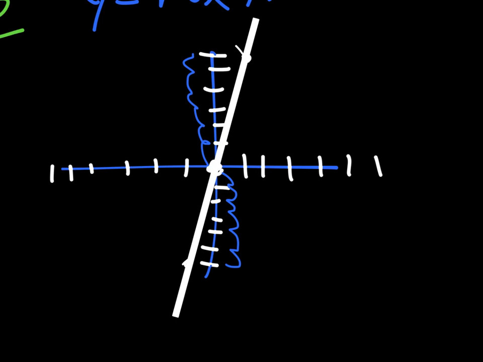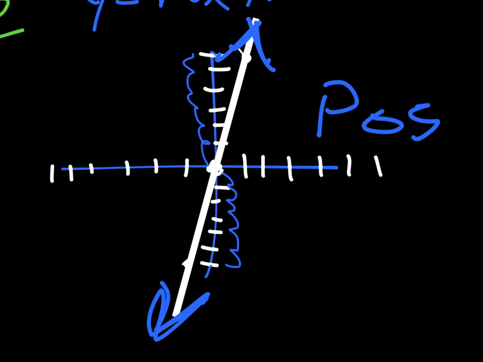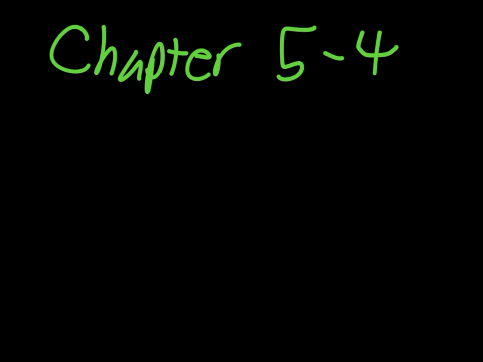And one more thing. Don't forget to add arrows on your graphs, okay? I've been noticing that. Because that is a line, it goes on and on and on forever. If you don't add arrows, you're saying that it stops at that certain point. We want arrows on our graphs, okay? This is a positive slope, by the way. Positive slope. Cool. Alright, this is chapter 5-4, point slope form and writing linear equations.